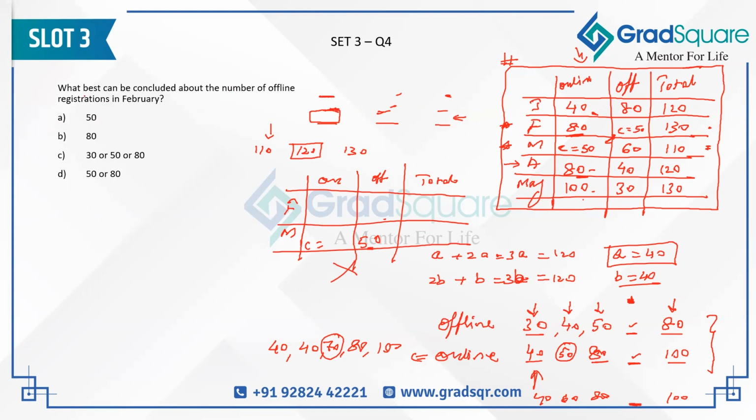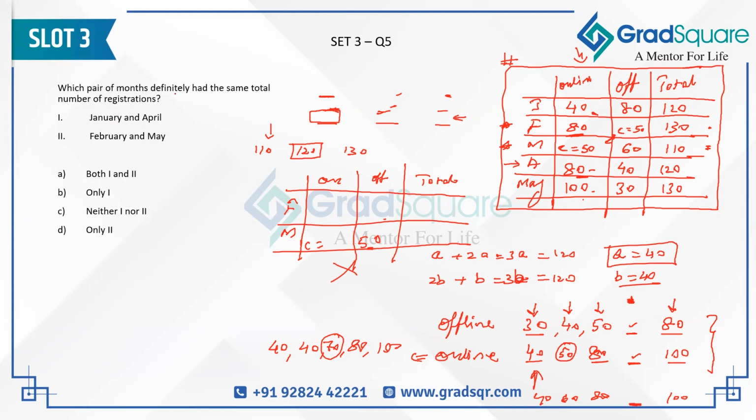Let's look at the fourth question of this particular set. What best can be concluded about the number of offline registrations in the month of February? Offline registrations in the month of February is 50. Option A. There's no other possibility, neither 30, 50, 80, nothing to it, right? Only one possibility, which is 50.